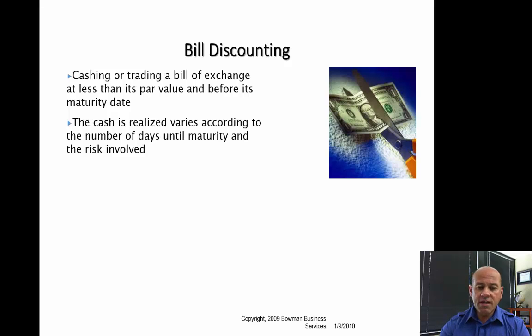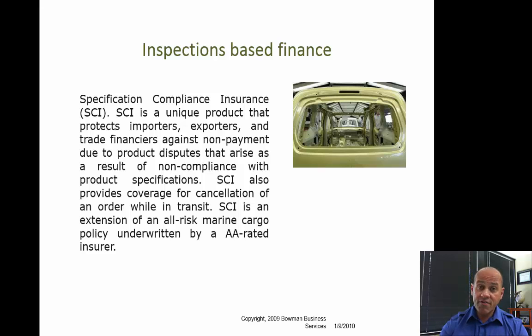So it's a great best practice. It's been around a long time. A lot of exporters don't realize the value of it. Another best practice is inspection-based financing.